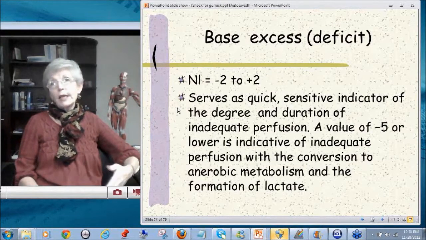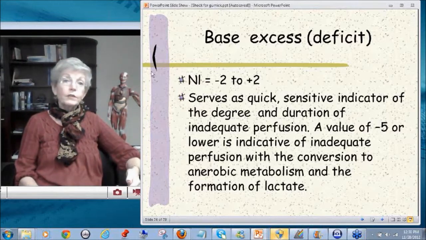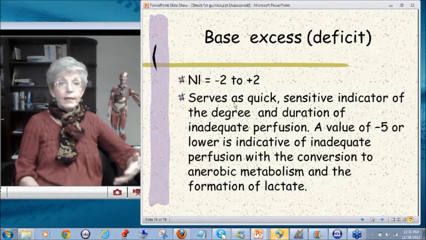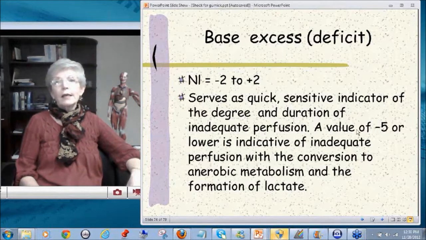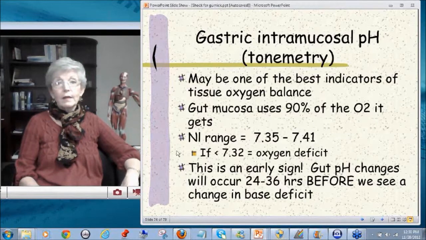Another thing we can look at when you're looking at your blood gas is base excess or deficit. Normal is -2 to +2. If it's more minus than -2, you're acidotic. If you're more plus than +2, you're alkalotic. Looking at the base excess or deficit value serves as a really quick indicator of the degree of inadequate perfusion. If your base deficit is -5 or more than that, like -6, -7, -10, this indicates inadequate perfusion and that there is some anaerobic metabolism going on and formation of lactic acid.